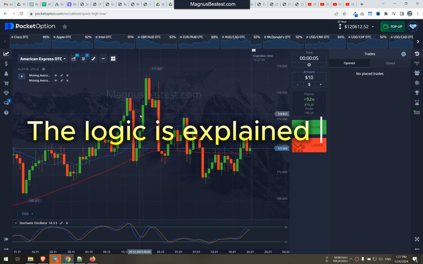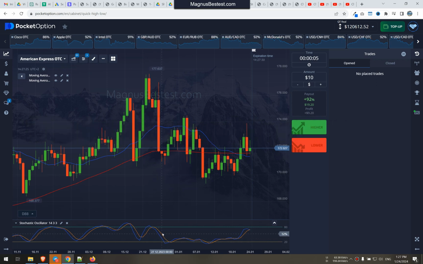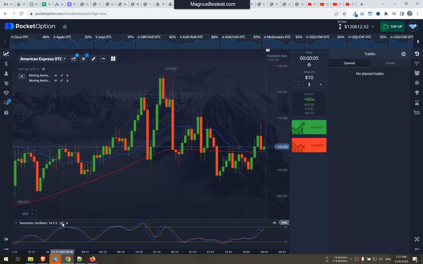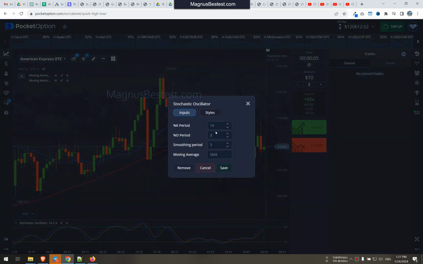Magnus best test here. So what is a stochastic oscillator? Basically, it's a percentage difference between the highest high and lowest low during some period of time. In this case, we have default values here, 14 candles. This is the fast line, the percentage K.